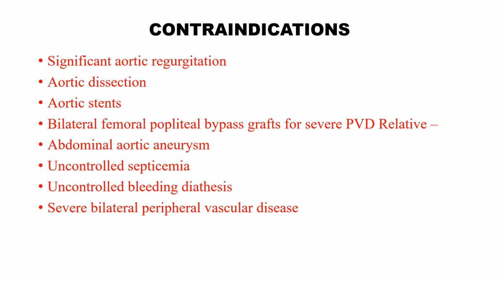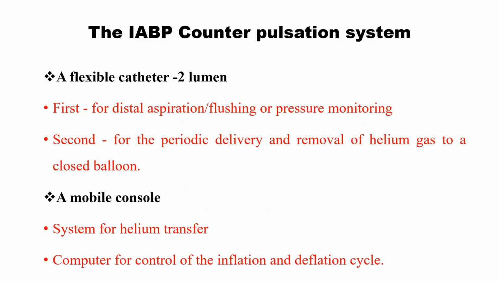Coming to the contraindications. Some people are not good candidates for an IABP, including those with significant aortic regurgitation, aortic dissection, aortic stents, bilateral femoral popliteal bypass graft, abdominal aortic aneurysm, uncontrolled septicemia, uncontrolled bleeding diathesis, and severe bilateral peripheral vascular disease.